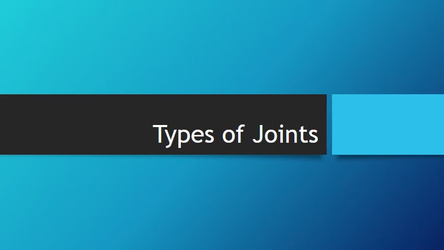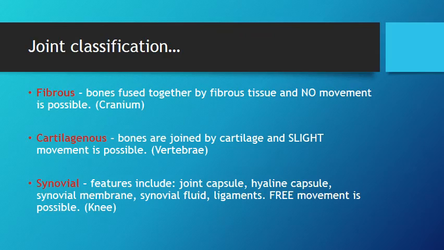Time to look at different types of joints. Joints are classified in one of three categories: either fibrous, cartilaginous, or synovial. Fibrous tissue in the fibrous category means that when the bones are fused together, they can't move at all. Okay, so the best example of that is the cranium, because those bones don't move.